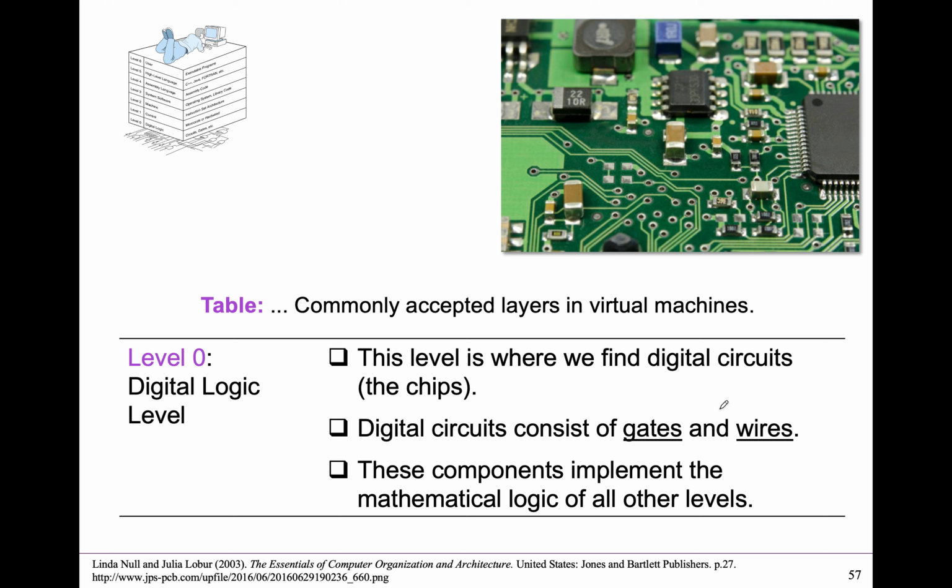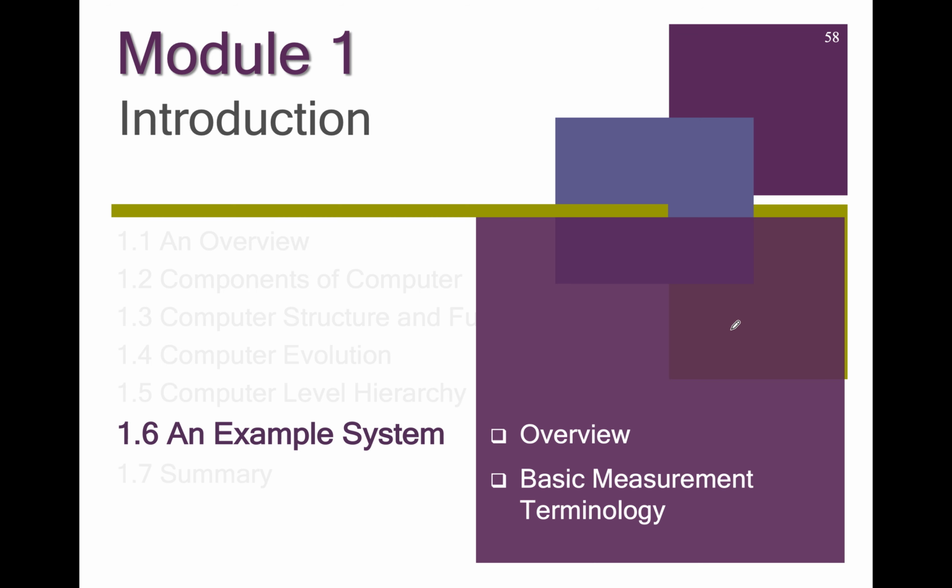And our last layer, which is the one that I mentioned that I really love, is the digital logic level layer, which is level 0. In this level we find digital circuits, and a digital circuit consists of gates and wires. This component complements the mathematical logic of all the other levels. So that is on the computer level.